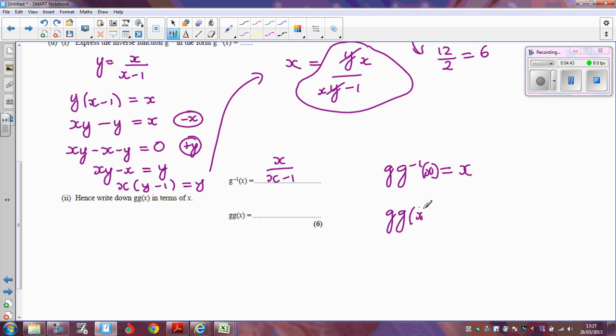So if we're asked to work out g of g of x, which is what happens in part 2 here, that is actually exactly the same as g of g minus 1 of x, and that's equal to x. So in this case, because g is the inverse of g, it will just take you back to where you started, to x.